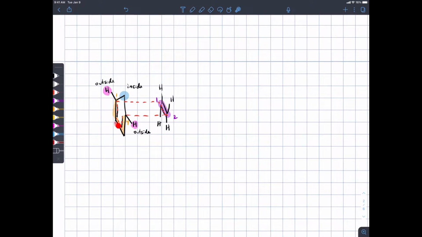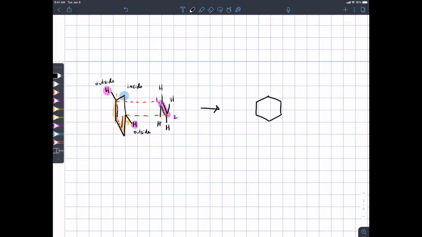So here is the 6-membered ring that we're going to form in this reaction, and notice that relative to that ring, the inside substituent, that blue group, the CH2 group, is going to be above the ring, whereas the outside substituents, the pink hydrogens, are going to be below the ring. So we can draw the product of this reaction.